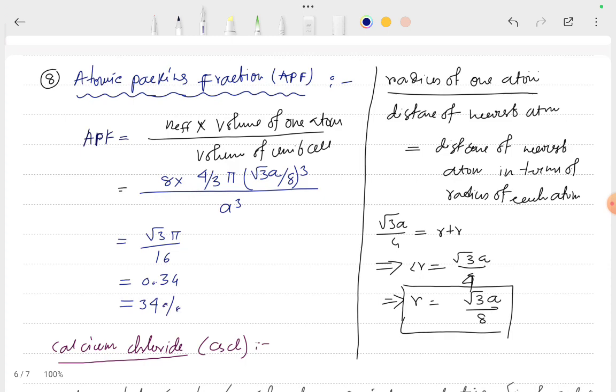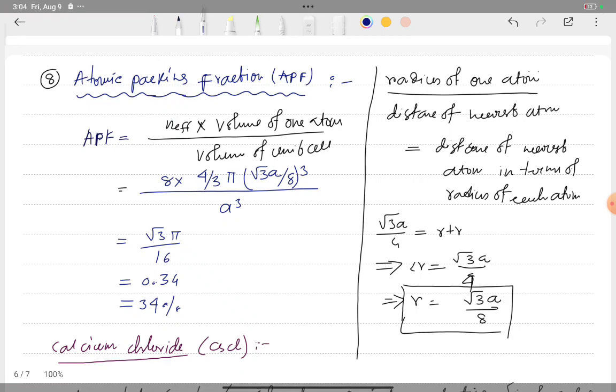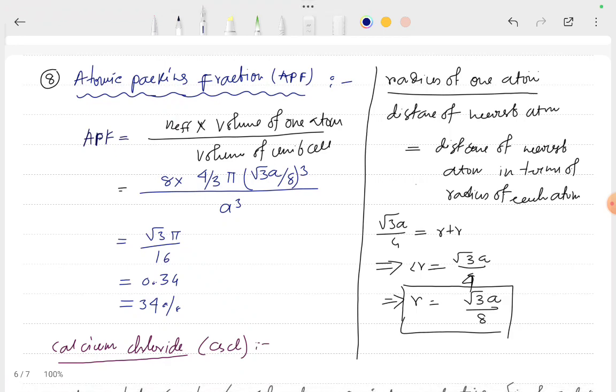Okay, please remember this point. For diamond structures, the atomic packing fraction and the radius, the first neighbor distance, is all about that. Okay, that's fine. These are all the parameters we calculate for diamond structures.